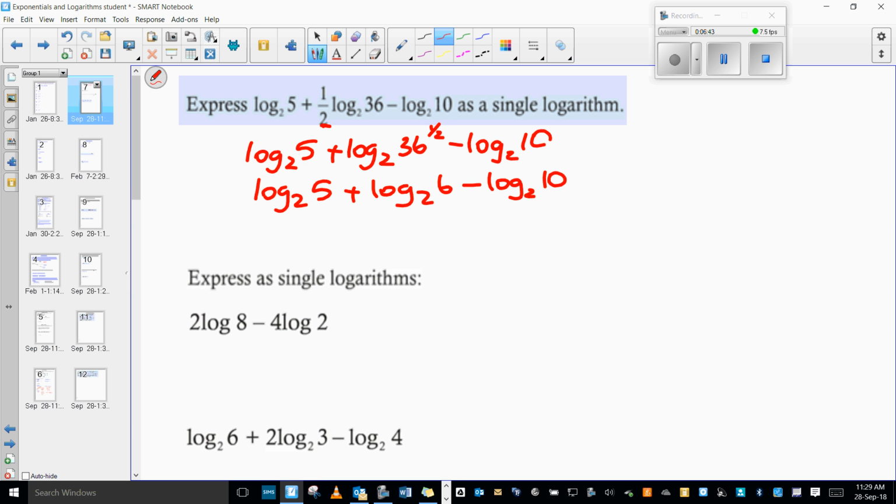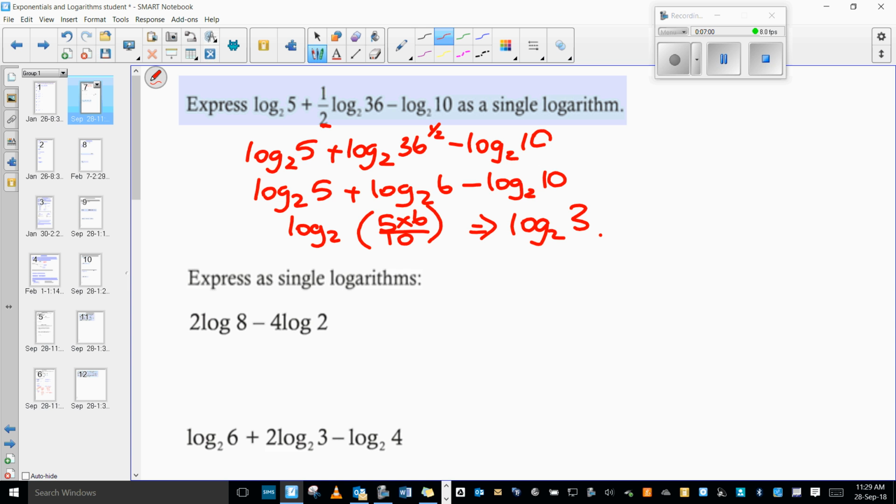Now we've just got three log statements. Two are added together and one subtracted. So we can do that in one go. We've got 5 multiplied by 6 divided by 10. So that's 30 divided by 10, which is 3. Log base 2 of 3.